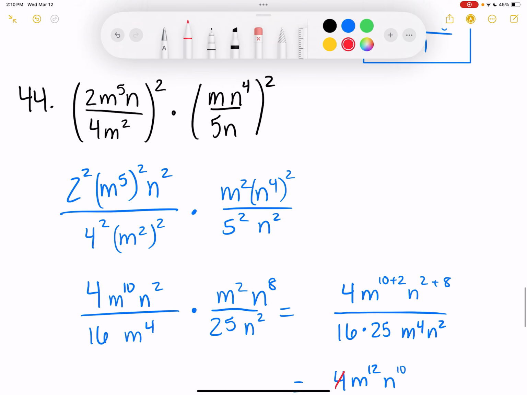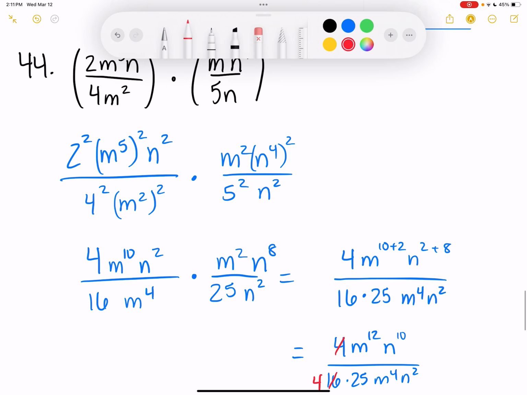All right, so the first thing I did, again, I did everything as step-by-step as possible. There were different intermediate steps you could have done to get here. The first thing I did was distribute this 2 to everything in there, and then I did it over here on this one as well. Then I multiplied the exponents that were a power to a power, and that led me right here. So I had 4 m to the 10th n squared over 16 m to the 4th times m squared n to the 8th over 25 n squared.